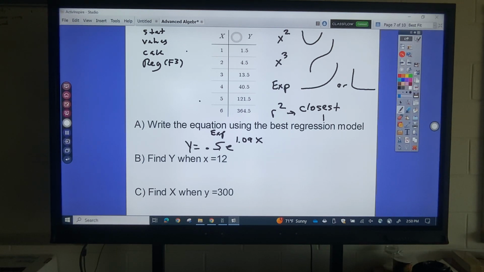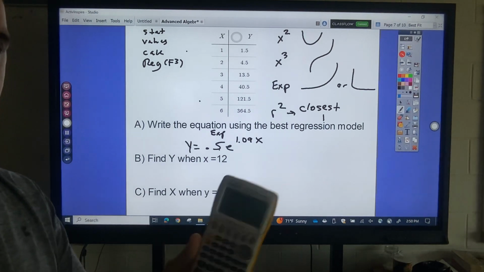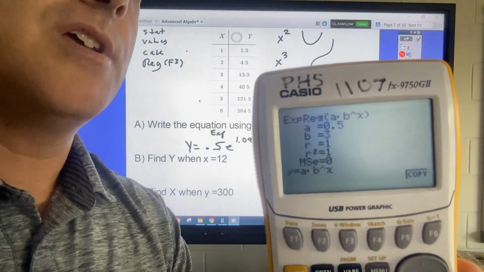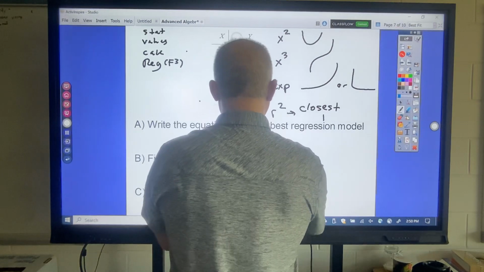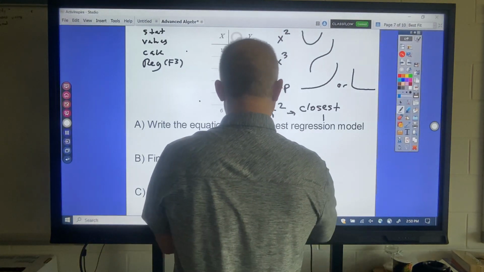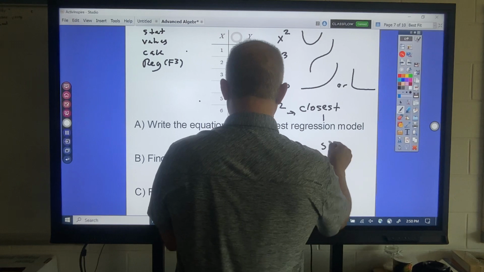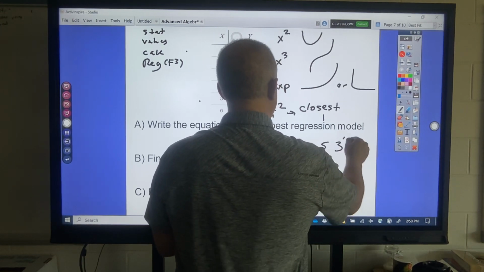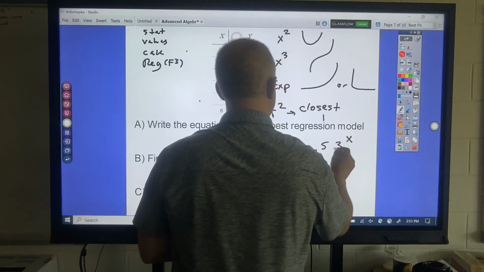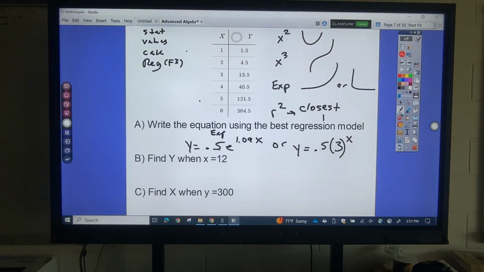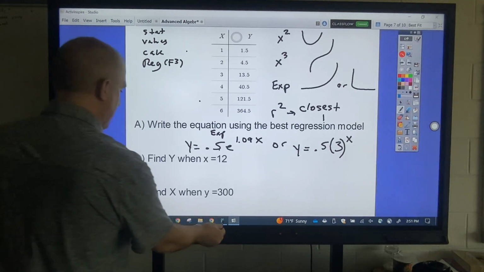.5, 40.5, 121.5, 364.5. Calc, reg, scroll, exponential, ABX, okay? If you're doing the ABX one, this is the values you get. So if you're doing the ABX one, that's going to be y equals 0.5, 3 to the x power. Either way, you're going to get the same answer.